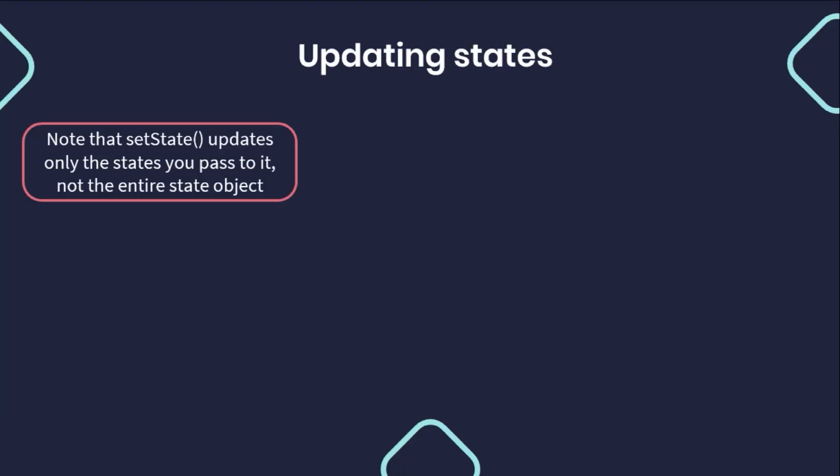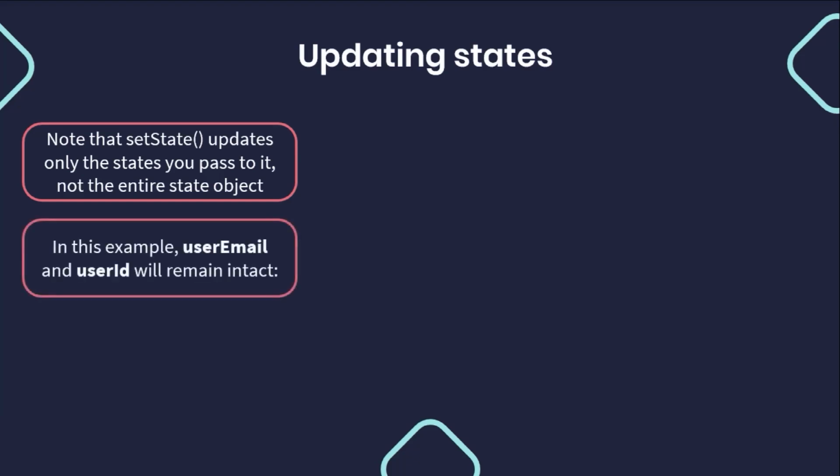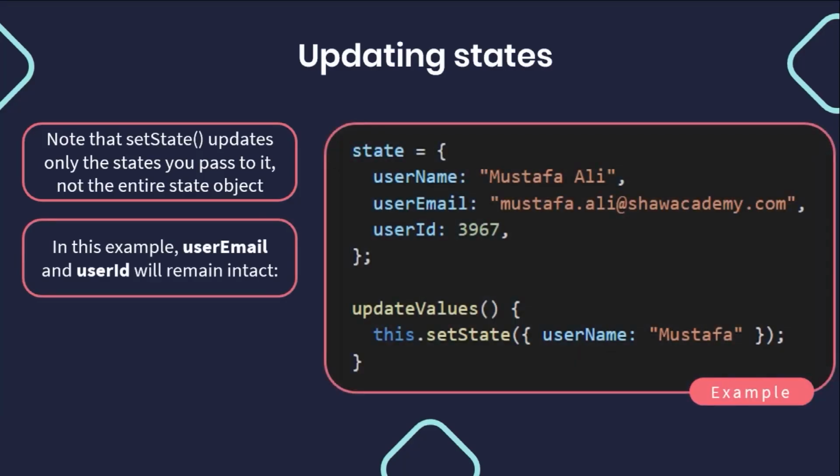It doesn't replace the entire state object each time, so if you have three states and you change one, the other two will remain unchanged. In this example, user email and user ID will remain intact. If your intention is to update all three states, then you need to do so explicitly by passing the new values for these states to setState. As mentioned earlier, you can access the state object with this.state. And as you may recall, you output values with curly brackets in JSX.